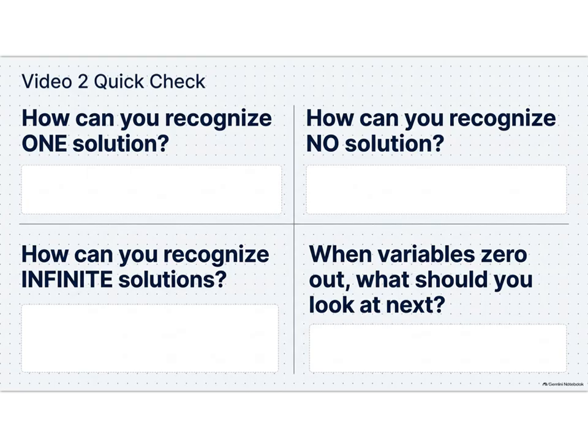And lastly, these are just some questions to think about. How can you recognize when you only have one solution of a problem? How can you recognize no solutions? And then how can you recognize infinite solutions? To help answer those last two questions, when your variables zero out, what should you look at next?